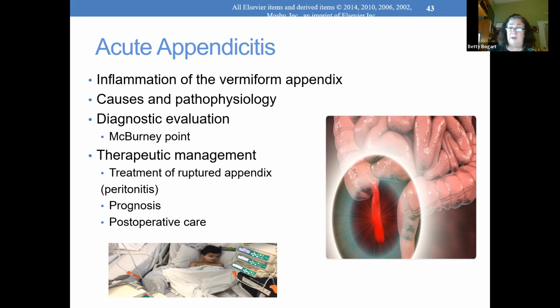If it's not ruptured, these children are home the next day. It's pretty quick. They'll take and put them on some oral hydration, usually electrolyte fluids, and then they'll get them up, moving them, giving them something for pain as needed, and usually they go home.